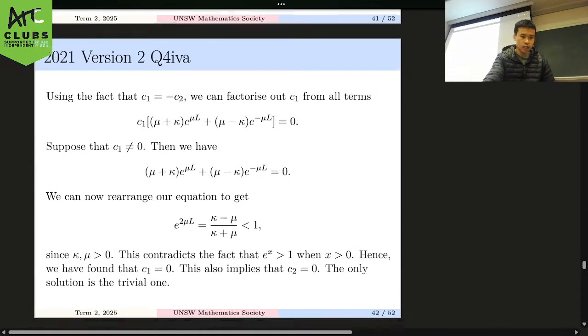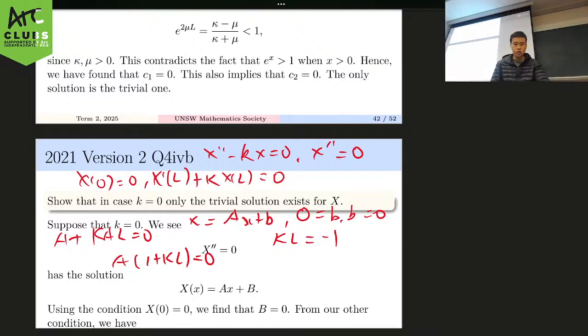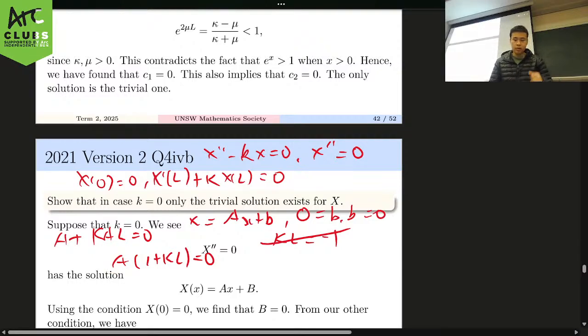Because kappa here is positive, and L is also positive, because it's the physical length, there's no way it can be negative 1. So this conclusion is definitely false. The only way to make this true then is if A is 0. So A is 0 and B is 0. So once again, we conclude it's just a trivial solution again.